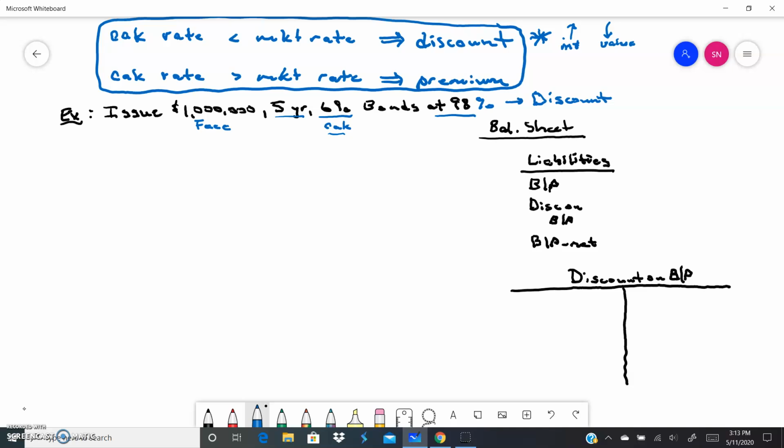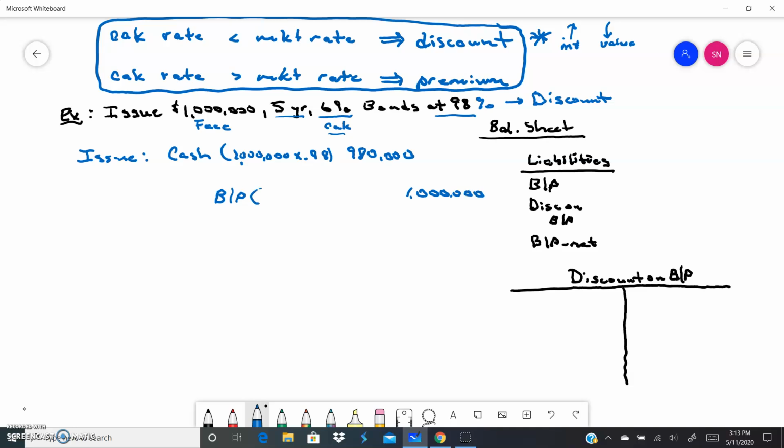So first of all, the issuance of the bond. So we're going to issue the bond. So we're going to debit cash. And again, we're going to take $1 million times 0.98. So we're going to get $980,000. We're going to credit bonds payable. And bonds payable is always going to be at the face amount.